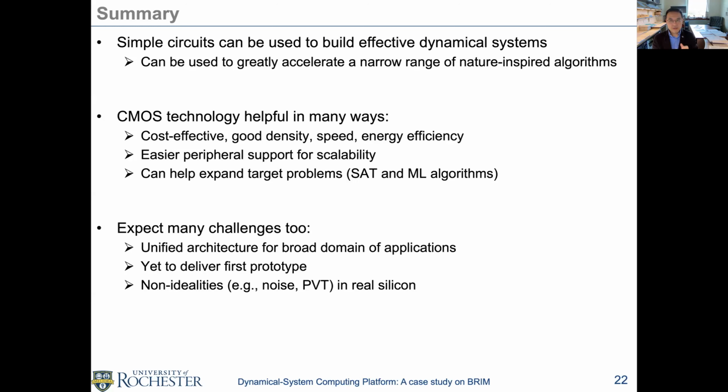For the machine to be really useful in the future, it has to have a relatively broad domain of applications. So far, everything that we've done is very application specific. We don't have a unified architecture yet to support a whole range of applications. We have yet to deliver the first prototypes, so some of the comparisons are unfair in that sense. We don't know how badly the first chip or future chips will perform and what countermeasures need to be deployed on these chips. Whether these non-idealities will hurt us, we don't know. That's partly what's exciting.